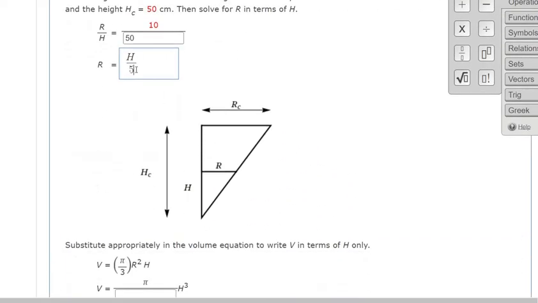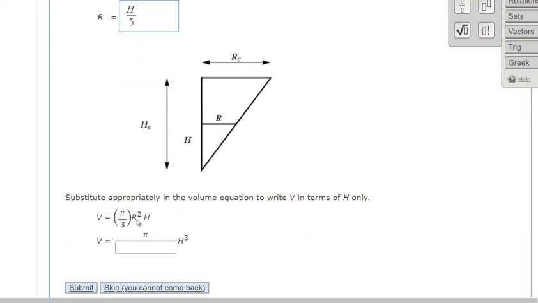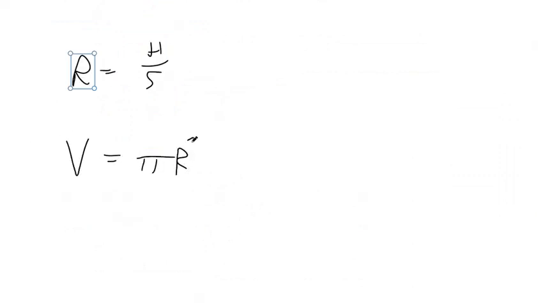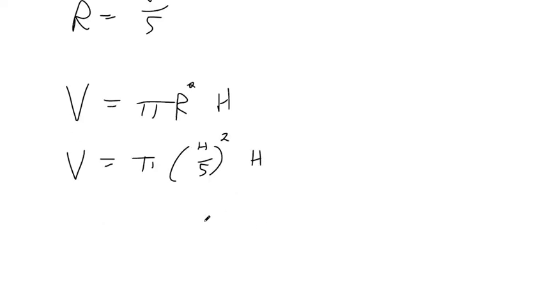And then they want you to make the substitution, so we're plugging in h over 5 in for r. Oh, and we got a little work to do there. So r was h over 5. I think that's what I got, right? Yep, and so with the volume formula, we got pi r squared h, but we're trying to put this in terms of just h. So we're making a substitution. That is pi times h over 5 squared times h.